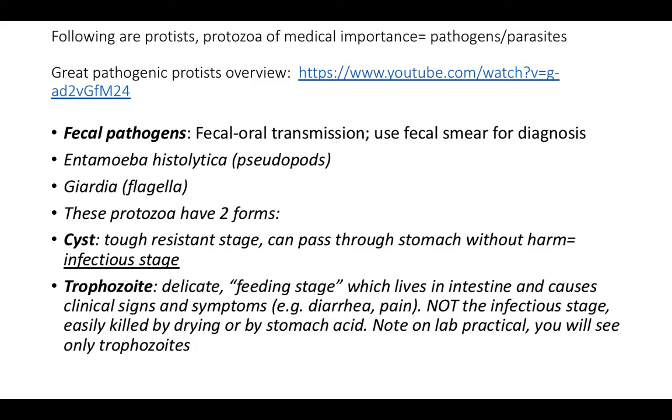So moving into our intestinal protozoal pathogens, our fecal pathogens, and we just mentioned too, we will not have Balantidium coli on our lab exam. We'll recall that transmission is fecal-oral, and with the intestinal protozoal parasites, they have two forms: the tough, resistant cyst form, which is the infectious form, and then the delicate, feeding, metabolically active, actively dividing trophozoite, which causes the actual clinical signs and symptoms.